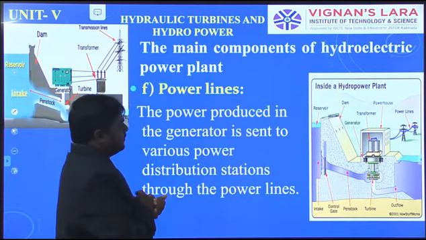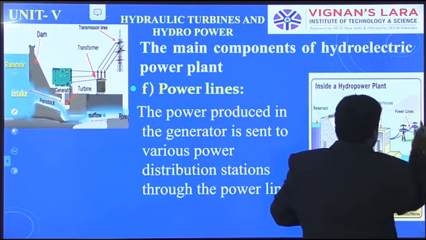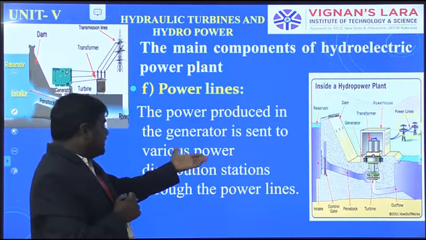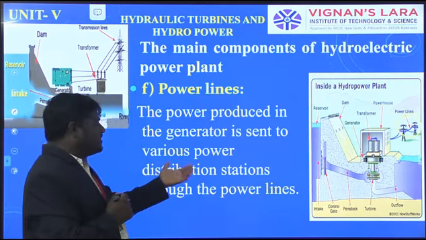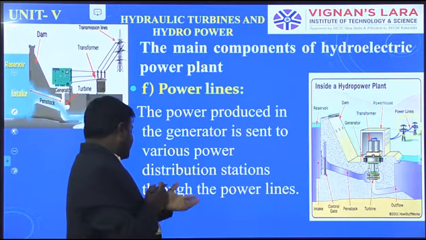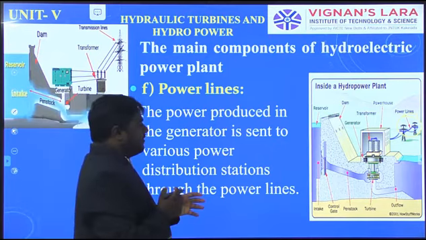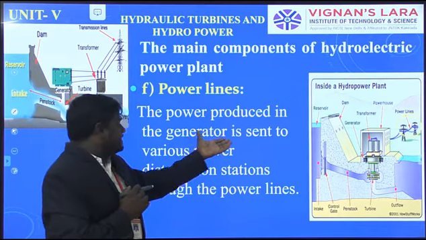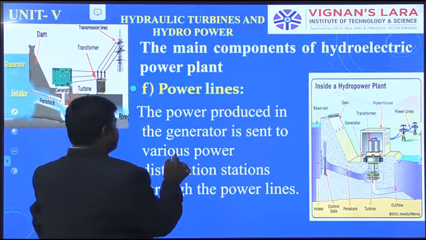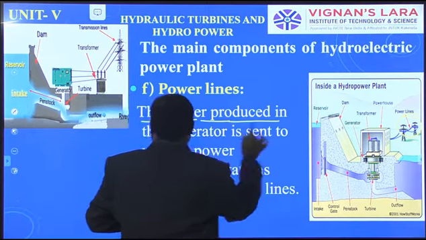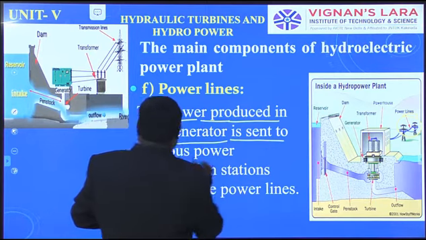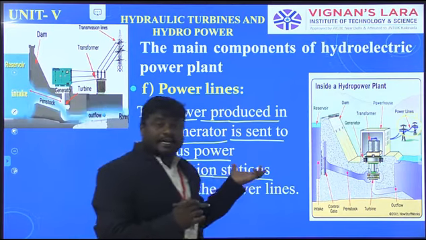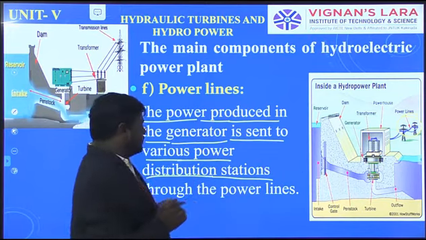Then the power lines, or transmission lines. The power produced in the generator is sent to various power distribution stations through the power lines.